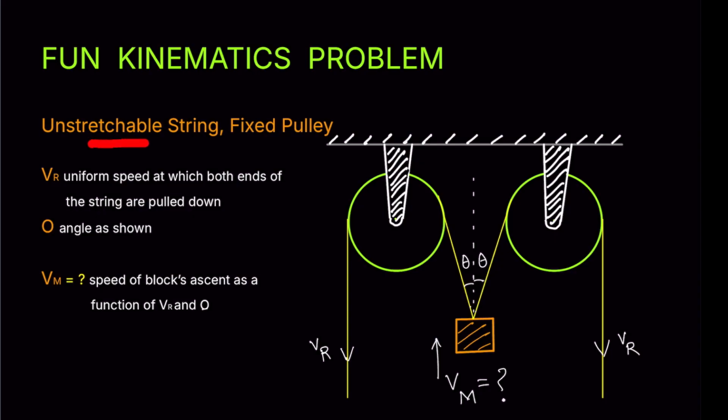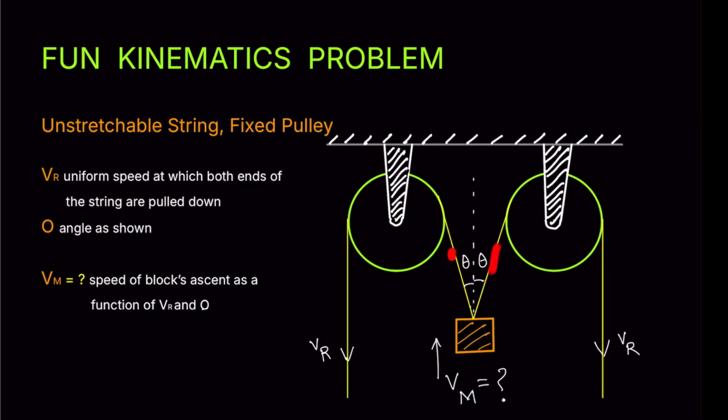So there is an unstretchable string and the pulleys are fixed. This string is unstretchable, going over these two fixed pulleys. Then there is a block and these strings connect to the block. The two ends of the string are being pulled down at this uniform speed VR, so there is no acceleration. There is a constant speed at which these ends are being pulled.